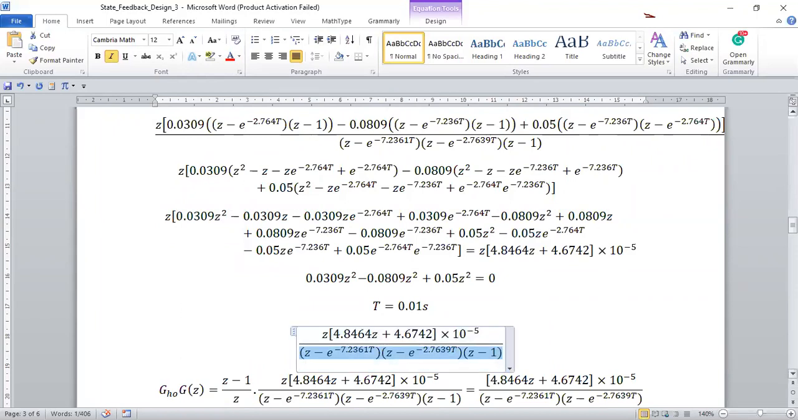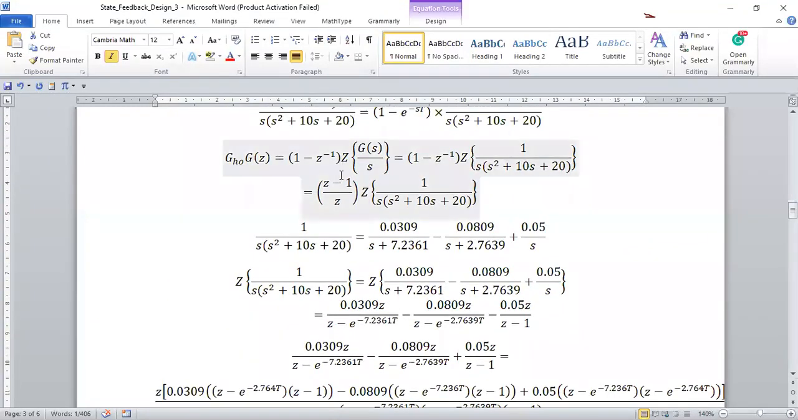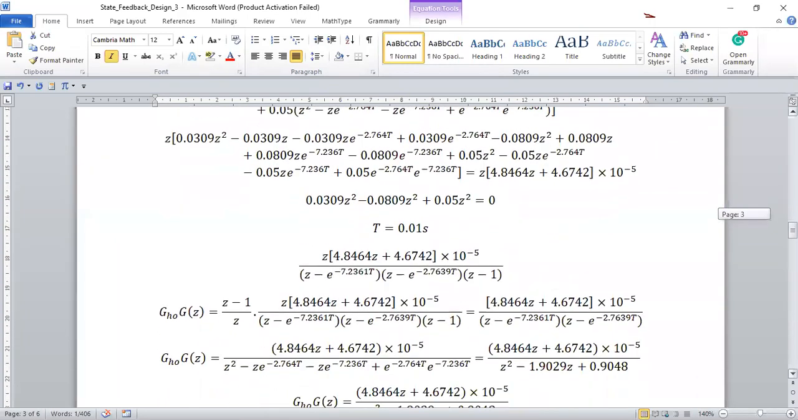And remember that what we just did was the z transform of this. So now we have to multiply it by z minus 1 divided by z. When we multiply what we got here by z minus 1 divided by z, the z minus 1 will cancel out here, then z is going to cancel out here. Then you arrive at this.